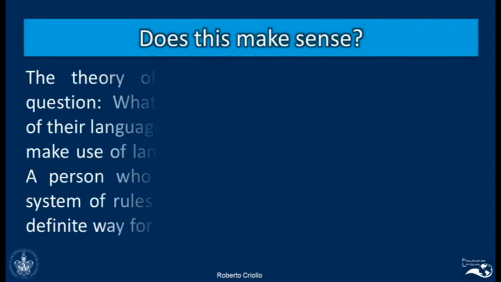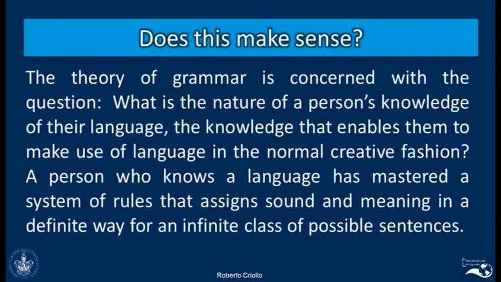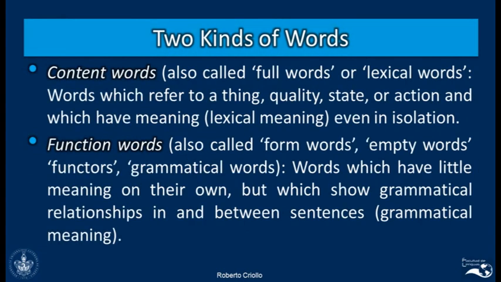If we look at the text now with both content and function words, we can see that the meaning is clear to us because we have words that carry a lot of important meaning, and we have some other words that indicate the relationship between words so that we know how the ideas are organized. So, the first important point is that there are two kinds of words: content words, that are also called full words or lexical words. These refer to things, qualities, states, or actions that have meaning, even in isolation.